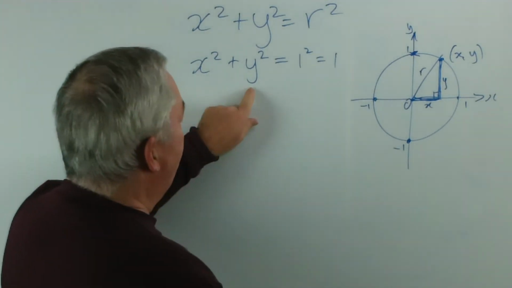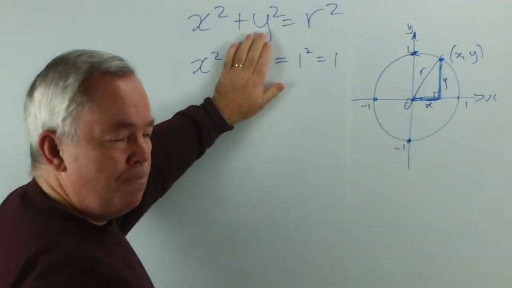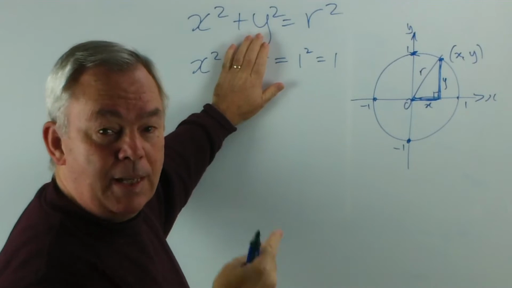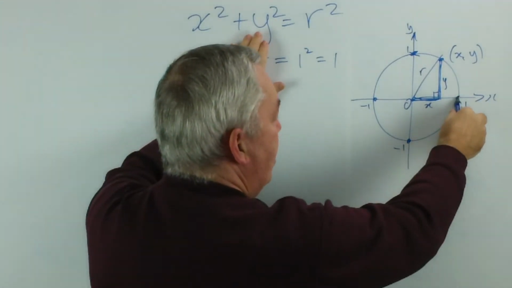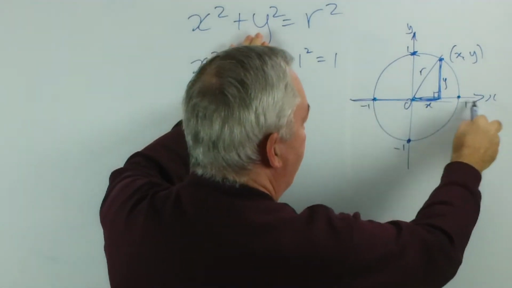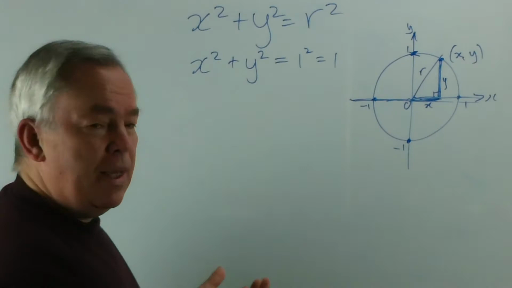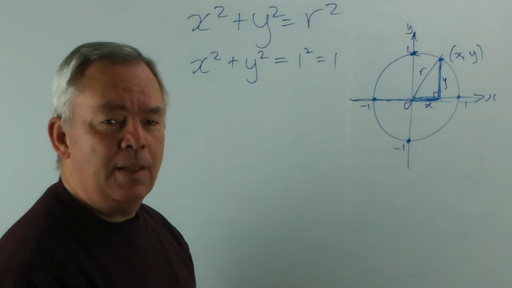In the same way, if y is 0, we get x squared equals 1, and the solution to that is that x can be plus 1 or minus 1 when the y value is 0. So there we have a very simple circle.